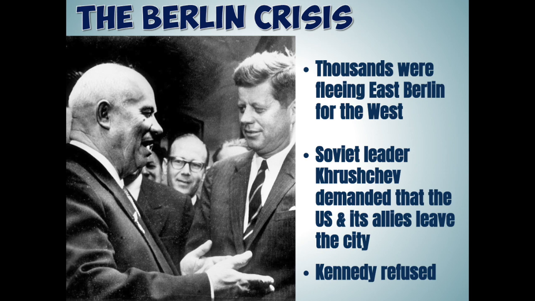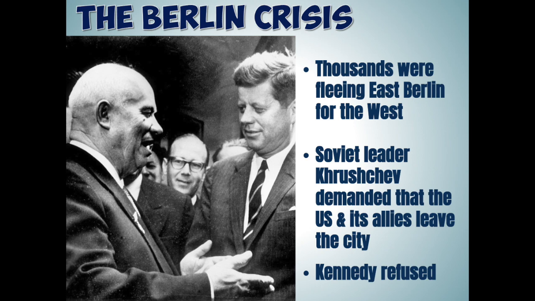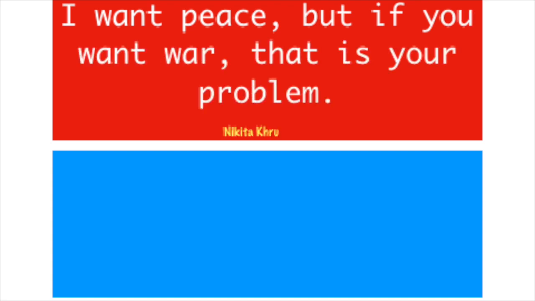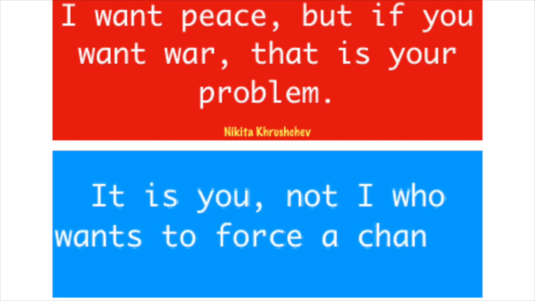So Khrushchev wanted to sign a peace treaty that would give the whole capital of Berlin over to the Soviet Union. And when he asked Kennedy for this, Kennedy is going to respond and attempt to show strength, standing firm on America's commitment to defending the rights of West Berliners and West Germans by denying Khrushchev and not allowing him to take over Berlin. Khrushchev responds by saying, "I want peace, but if you want war, that is your problem." And Kennedy responds that it is you, not I, who wants to force a change.